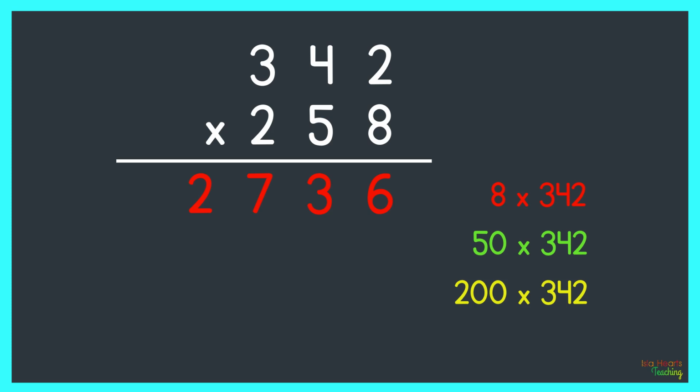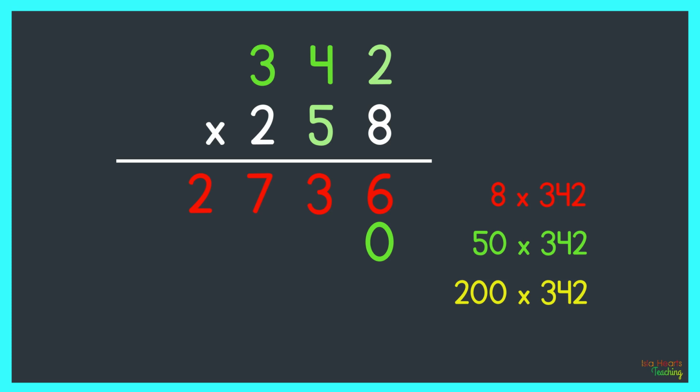You're doing great. It's now time to multiply the second row. Remember, the 5 stands for 50. So, it's 50 multiplied by 342. To show this in our answer, we need to start by adding a 0 to the ones column in the answer space. Now, let's multiply 5 times 2.